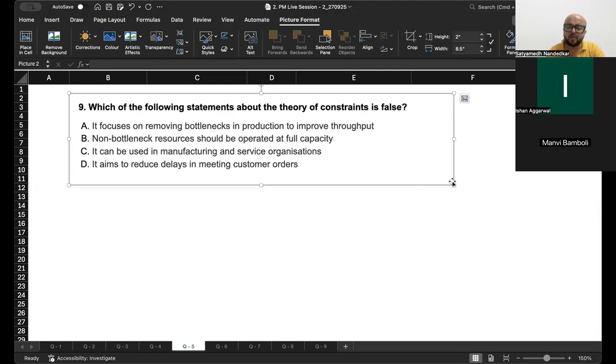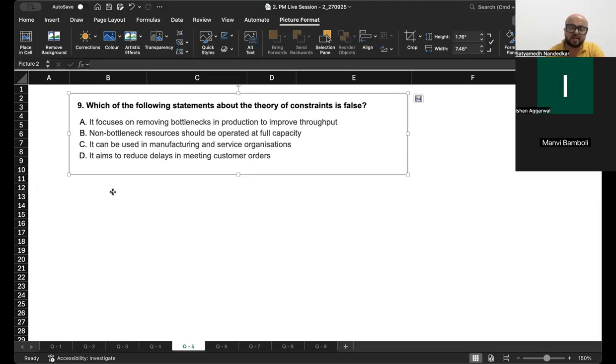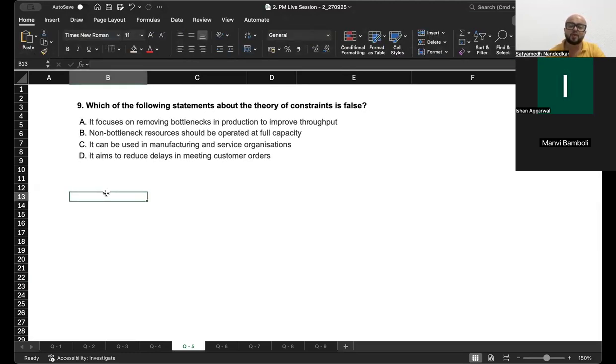Which of the following statements about the theory of constraints is false? It focuses on removing bottlenecks in production to improve throughput. Non-bottleneck resources should be operated at full capacity. It can be used in manufacturing and service organizations. It aims to reduce delays in meeting customer orders. Which of the following is false? Okay.